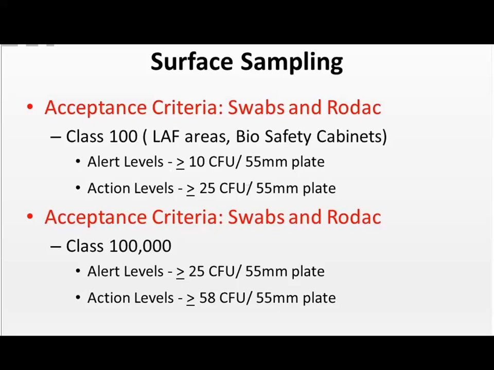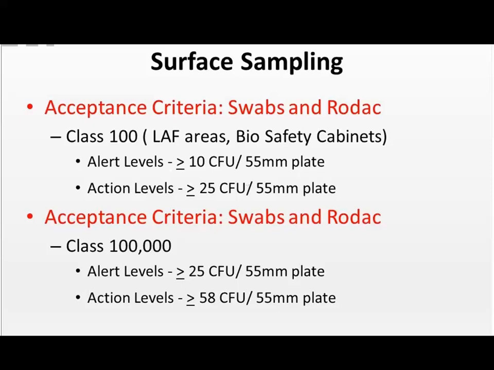For Class 100,000, which is going to be your non-sterile manufacturing areas, you can see the alert level is 25 colony-forming units, and the action is greater than or equal to 58 colony-forming units. I said less, so forgive me for that. For your Class 100, you can see the difference. There's quite a bit of difference in a Class 100 area, a sterile area, versus your non-sterile areas.